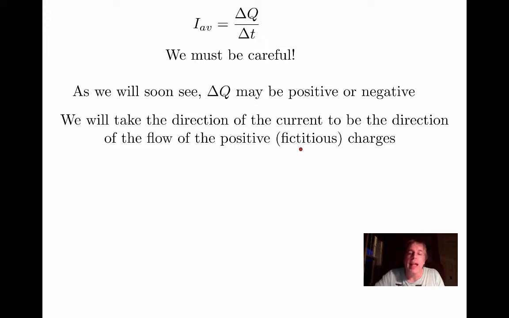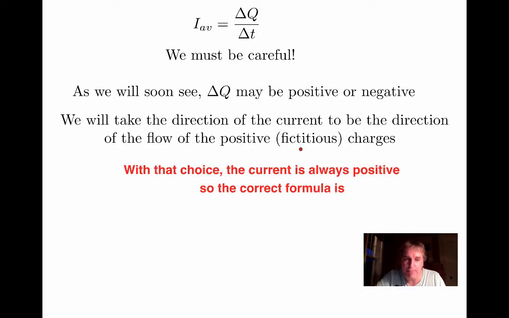With that choice of the direction of the current, by the way, later this semester, at some point, we will have to consider cases where currents may be negative or positive. But for quite a while, we won't have to have negative currents, so we'll always have positive currents. So with that choice, the current is always a positive number. Now you see the problem.